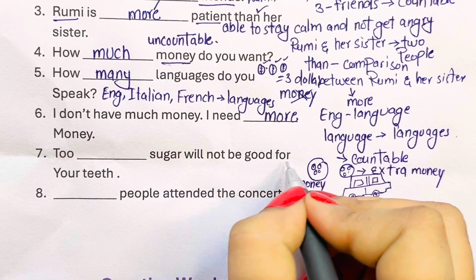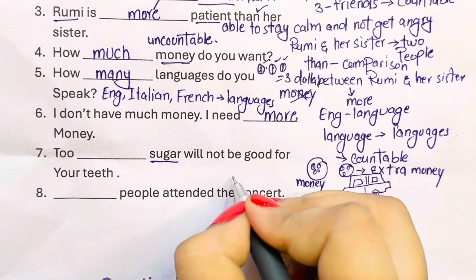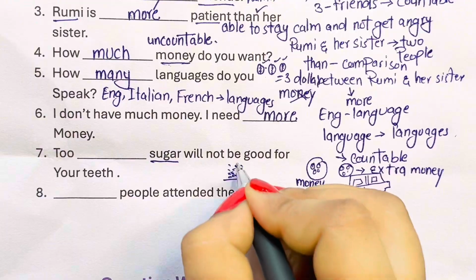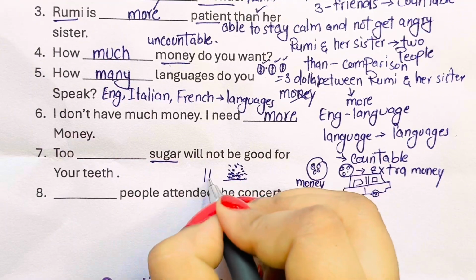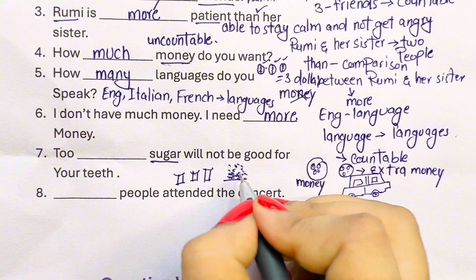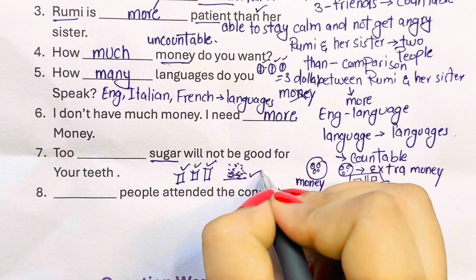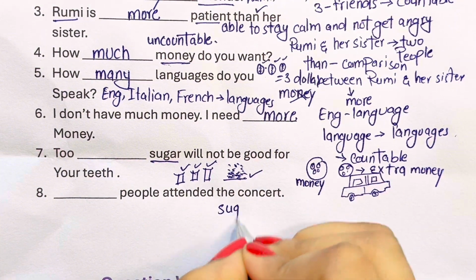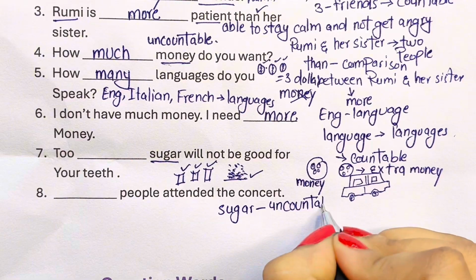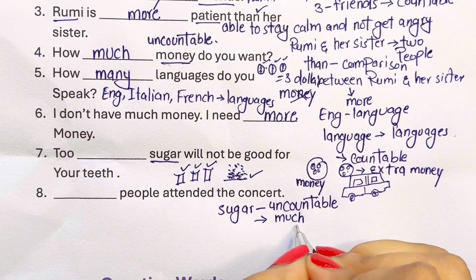Number 7. Too blank sugar will not be good for your teeth. Can you count sugar? No, I can't count sugar. Suppose this is a pile of sugar. These are sacks of sugar. We can count these items, but we don't count sugar individually. So sugar is uncountable, and for uncountable, much is used. So the correct answer is too much sugar will not be good for your teeth.